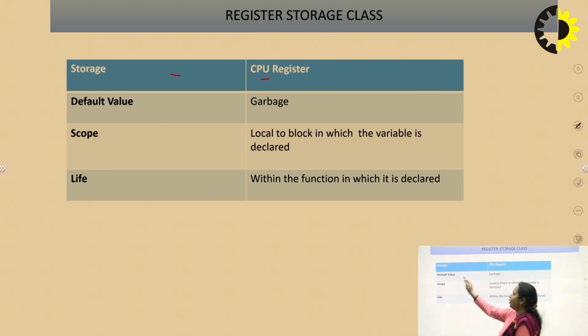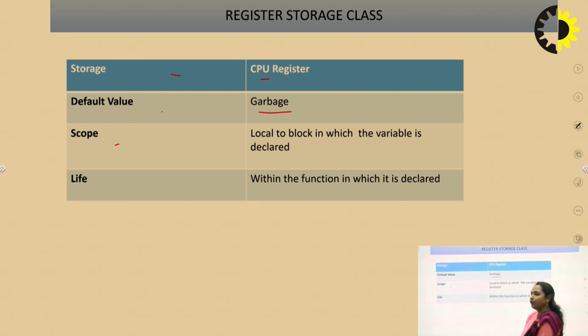Next point is the default value. As with the automatic storage class, it will also return the garbage value. Third is the scope. Again, scope is also local to the block in which the variable is declared, means it is also confined within the function body only.